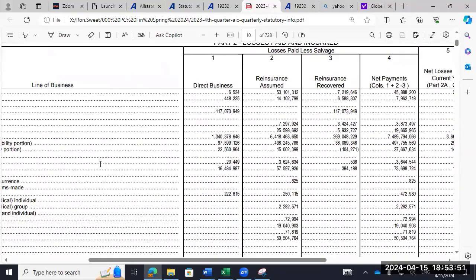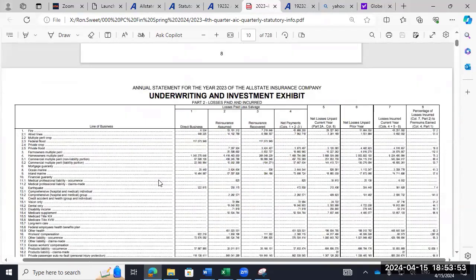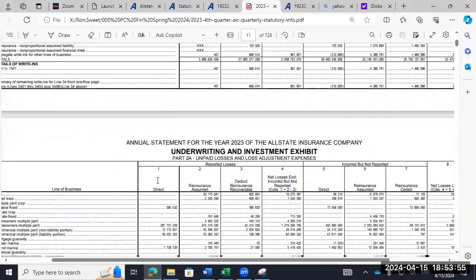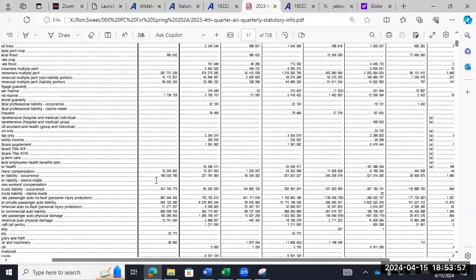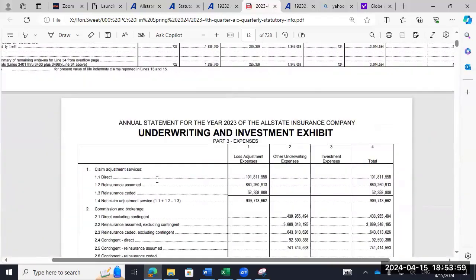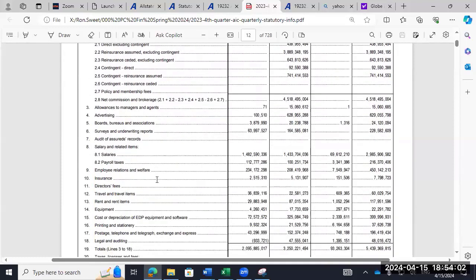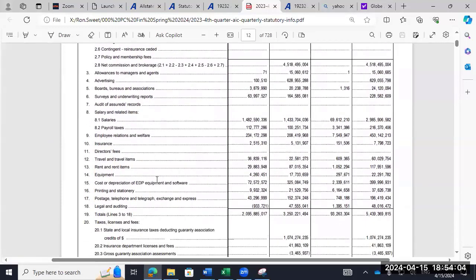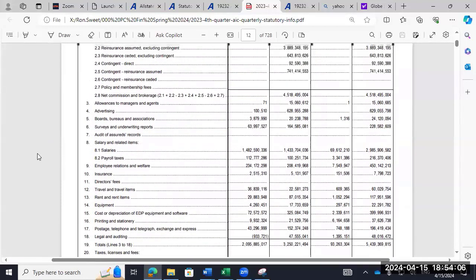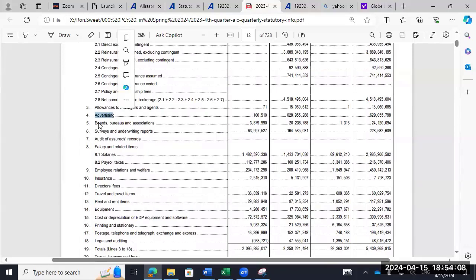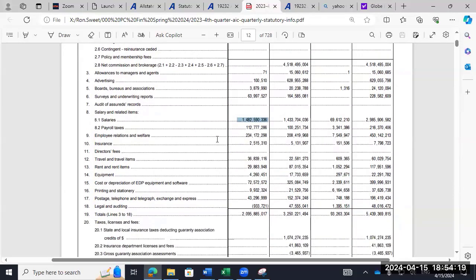Look at that detail. It's pretty amazing. So here's their expenses: advertising, bureaus, underwriting reports, audit, salary related items, which is obviously going to be over half their expenses. And welfare, you take those lines and you're well over half.